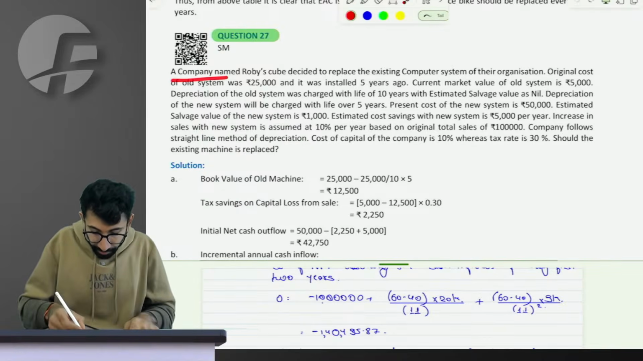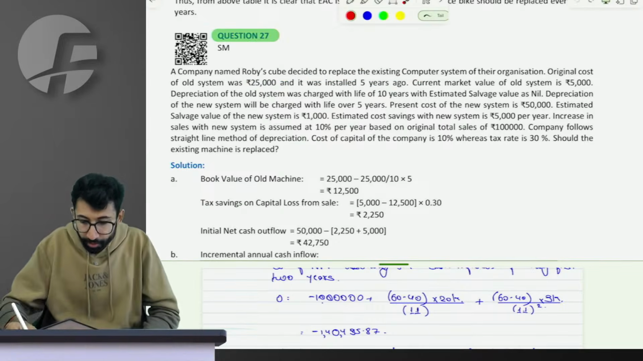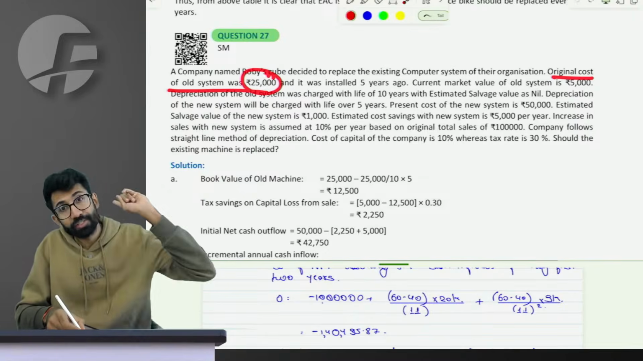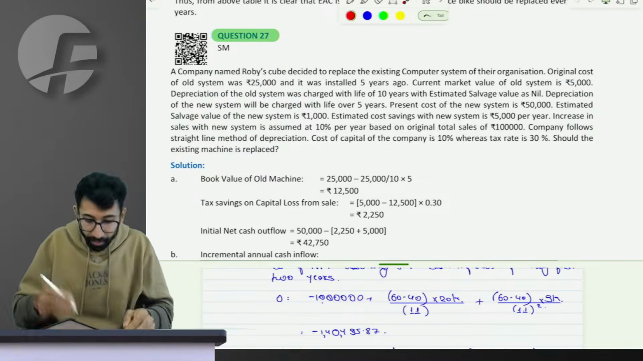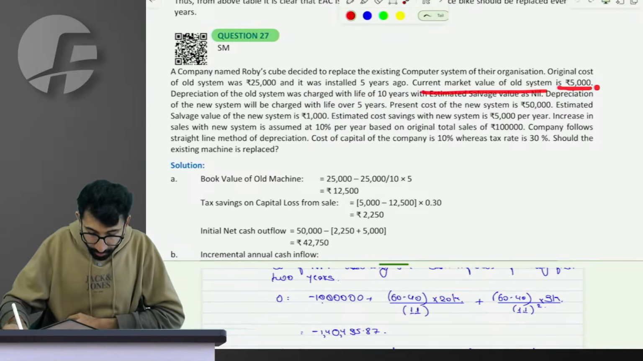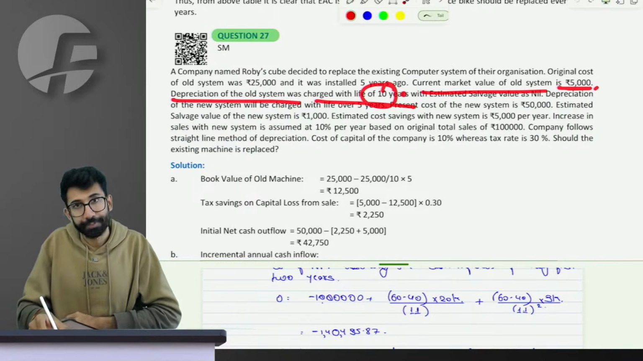A company named Robbie's Cube decided to replace an existing computer, right? Original cost of the system was 25,000. When I purchased it, it was 25,000. I have nothing to do with that cost. It is sunk to me. It was installed 5 years ago. Current market value of the old system is 5,000.